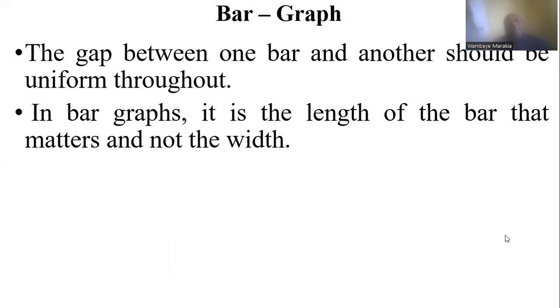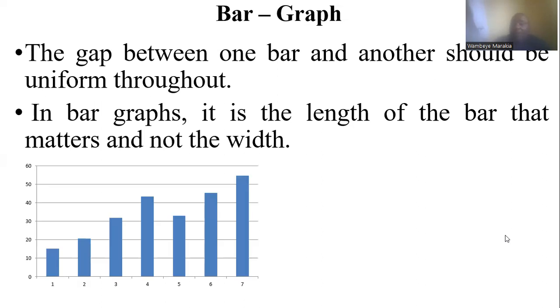The gaps between one bar and another should be uniform throughout. These gaps here, you see this gap from bar 1 to bar 2. They are uniform. And when you go for bar 2 and 3, these gaps are uniform. They are equal in length or equal in width.